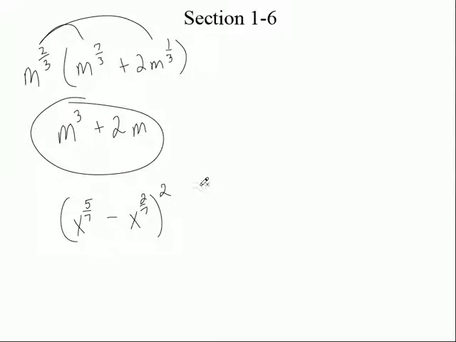When you have parentheses being squared, do you just square the stuff inside? Take this and square it, minus this squared, and you're done? No, what did we say? I've harped and harped on this. What do we do? Multiply it by itself, exactly right. You've got to multiply it by itself. So you're going to do the FOIL method here, aren't you? So it's x to the 5/7 minus x to the 2/7, and then we do the same exact thing.